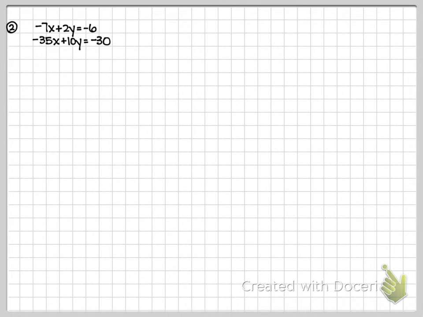So after inspecting this, just kind of make your decision. Make a little note to yourself. So I'm going to eliminate x. All right, to do that, I'm just looking at the x's. I can turn the 7 into the 35. Definitely. I think if I multiply by 5, I can turn it into it.